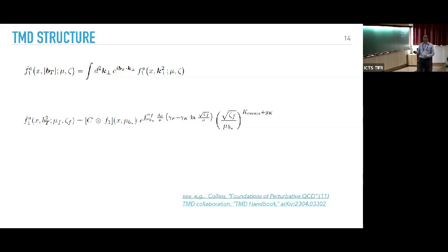There are some terms which can be calculated perturbatively, so basically they can be predicted on the basis of pQCD, and some which are non-perturbative and come from the data. And the calculation involves the use of a scale mu_b, which is inversely proportional to b_T, 1 over b_T.